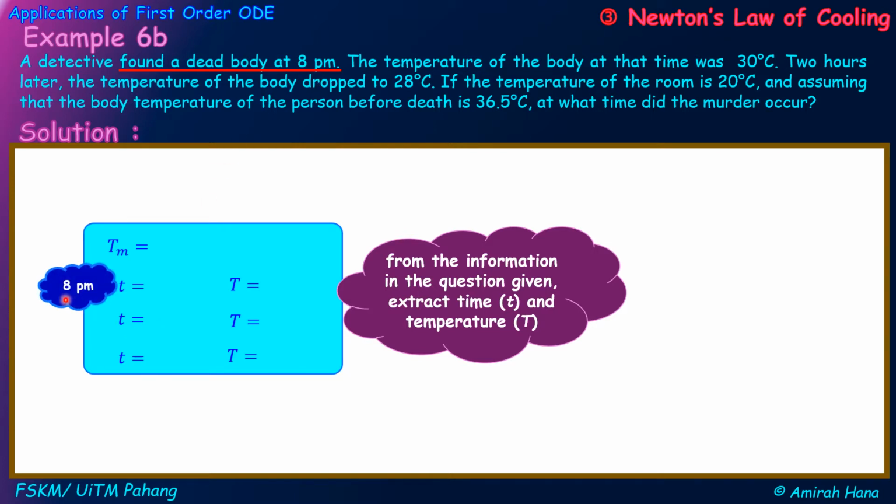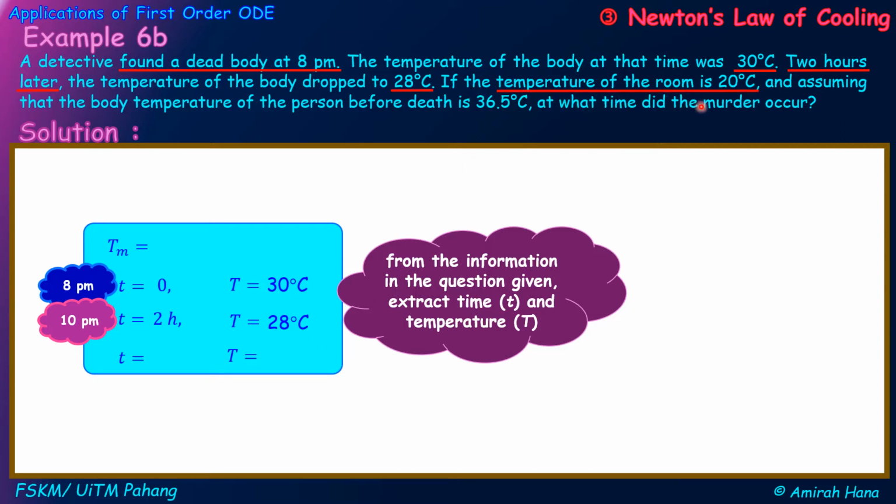So, at 8 p.m., we assume t equals 0. And then the temperature of the body equals 30 degrees Celsius. And then 2 hours later, so we can write t equals 2 hours here. 2 hours later means 10 p.m. The temperature of the body equals 28 degrees Celsius.